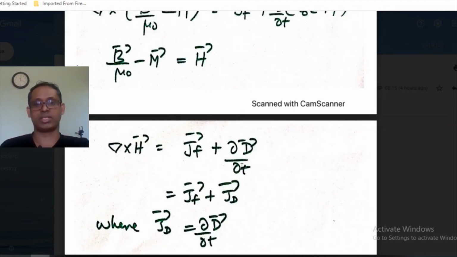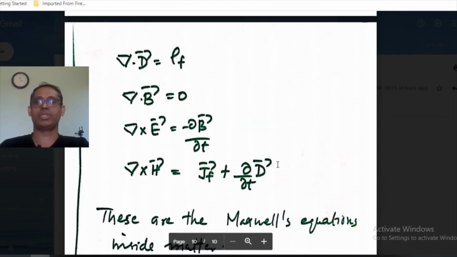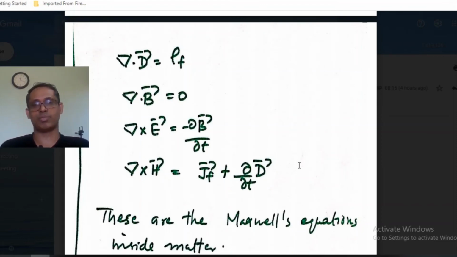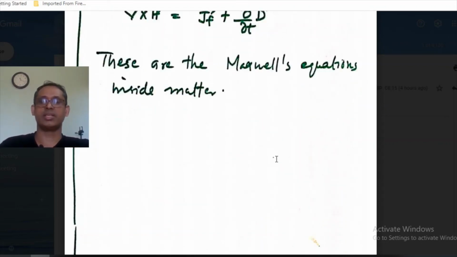So we have the four Maxwell's equations, the modified ones. The first one, Gauss's law, has been modified: del dot D equal to rho F. Second one, del dot B equal to 0. Third one, del cross E equal to minus dou B by dou T. Then del cross H equal to JF plus dou D by dou T. So these are the four Maxwell's equations inside matter.